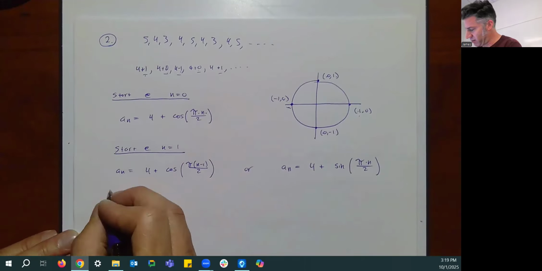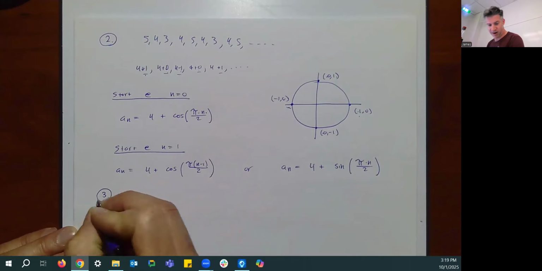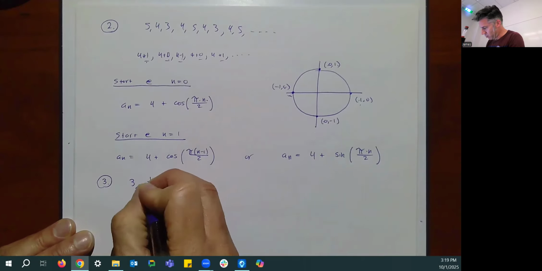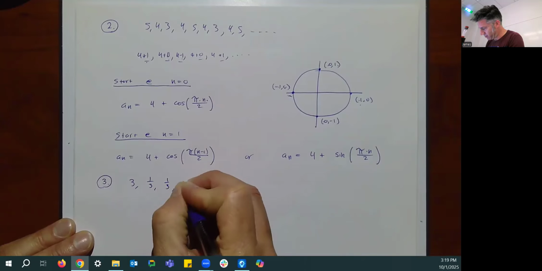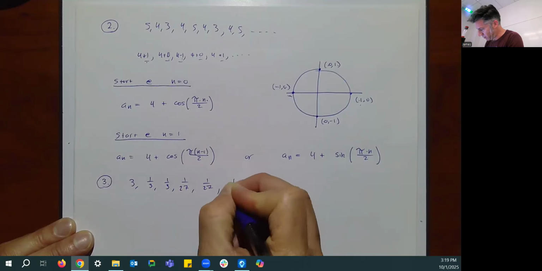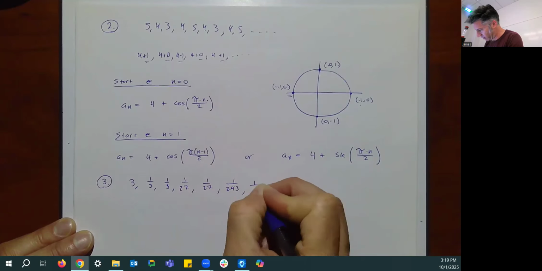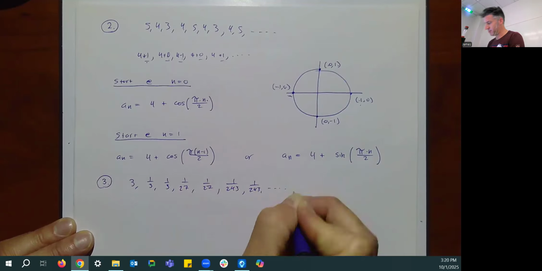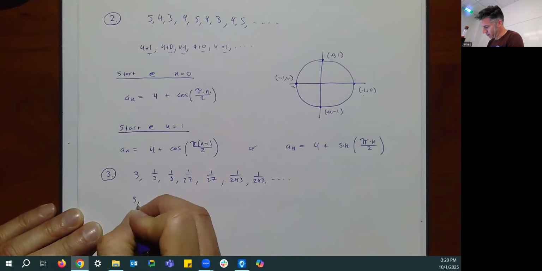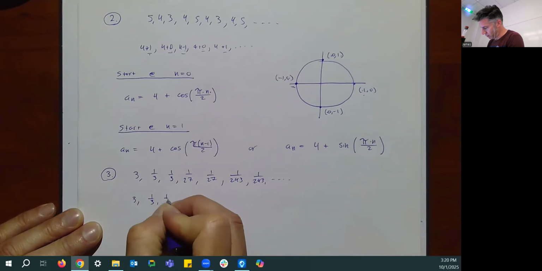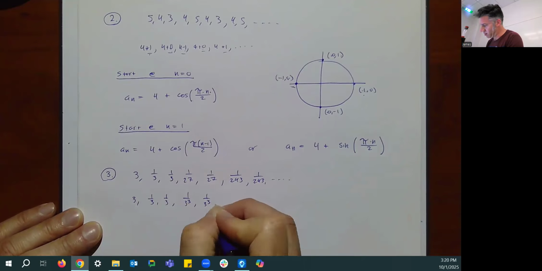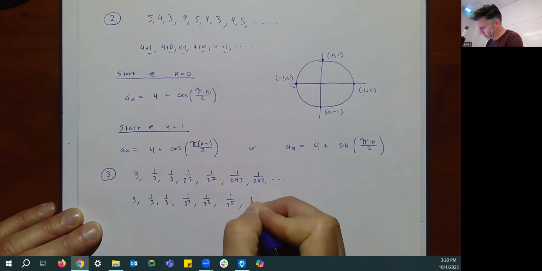So here's one that might look easy from the get-go. It is not. 3, 1/3, 1/3, 1/27th, 1/27th, 1 over 243, 1 over 243, etc. Or if you prefer, you can even write it with the powers: 3, 1 over 3, 1 over 3, 1 over 3 cubed, 1 over 3 cubed, 1 over 3 to the fifth, 1 over 3 to the fifth.